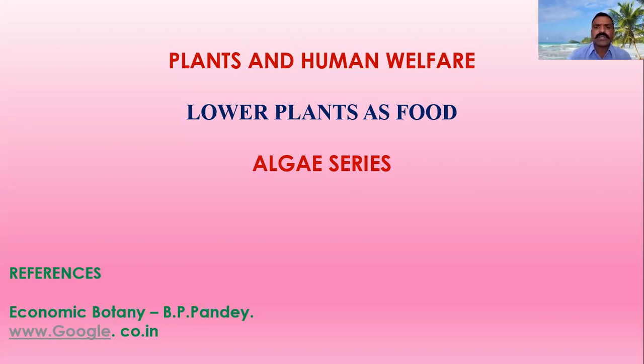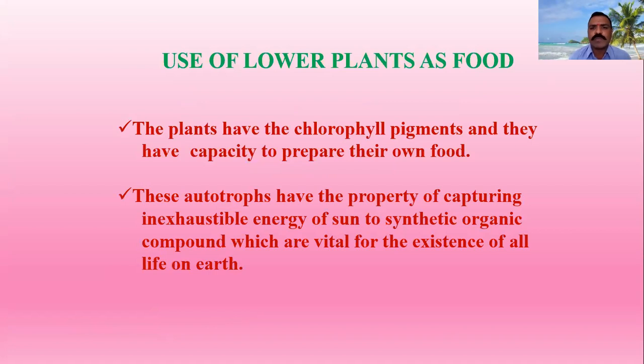Today we are going to explain how lower plants are used as food, fodder, or medicinal plants, whatever it may be. Especially the lower plants belonging to algae. Algae are autotrophic plants, and they have chlorophyll pigments. They are capable of preparing their own food material. That's why we call algae autotrophic plants.